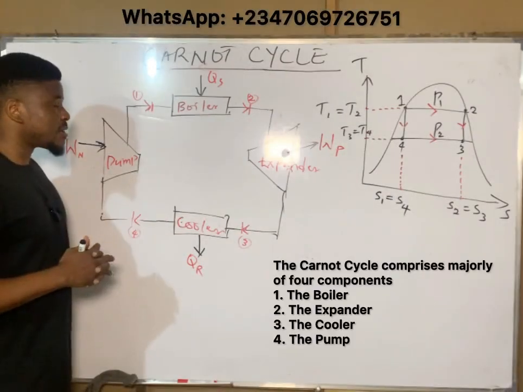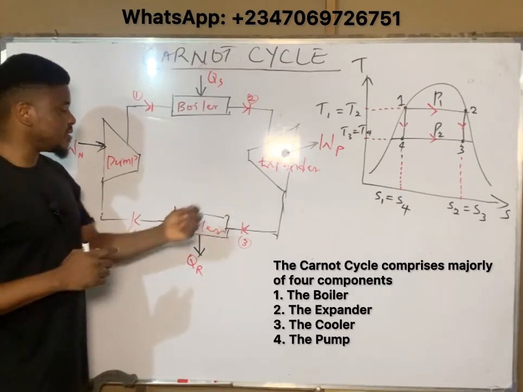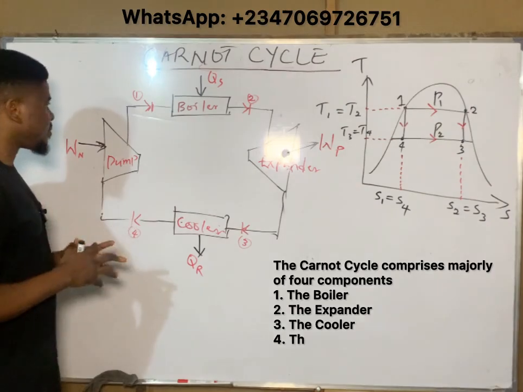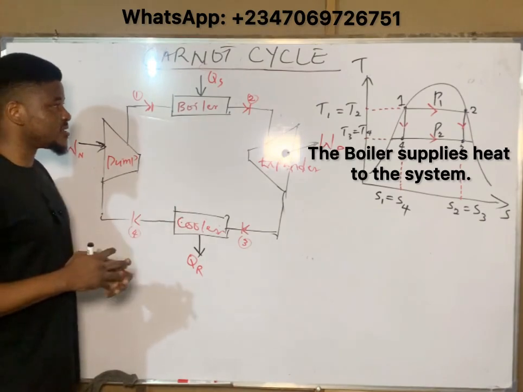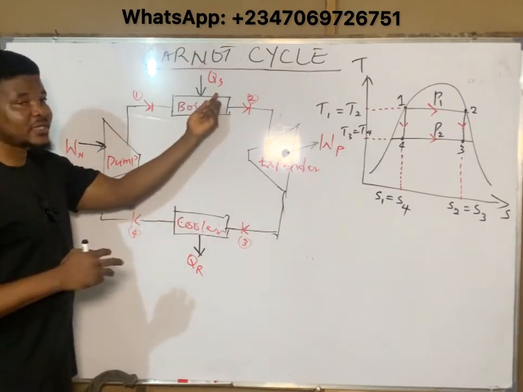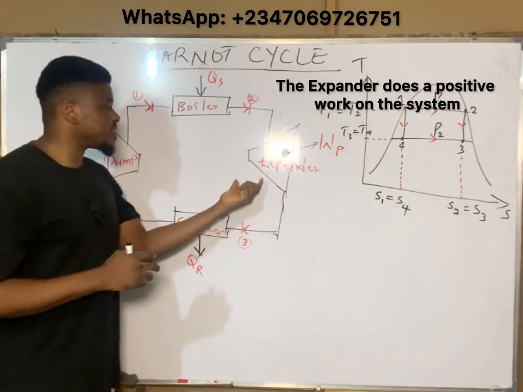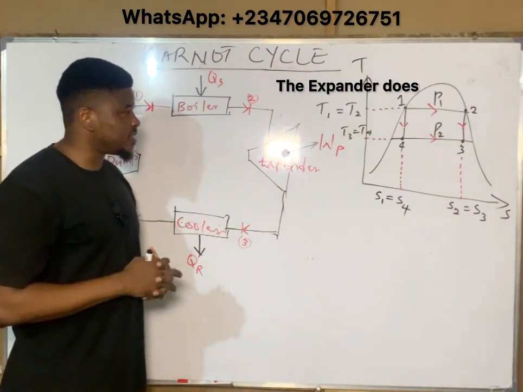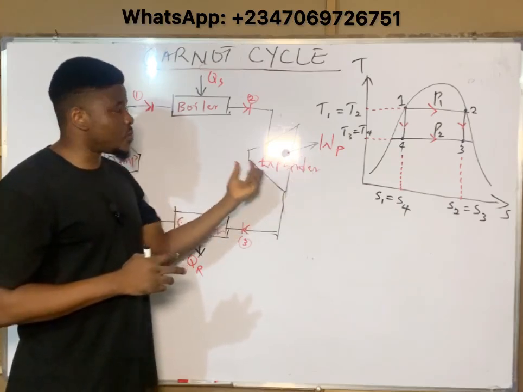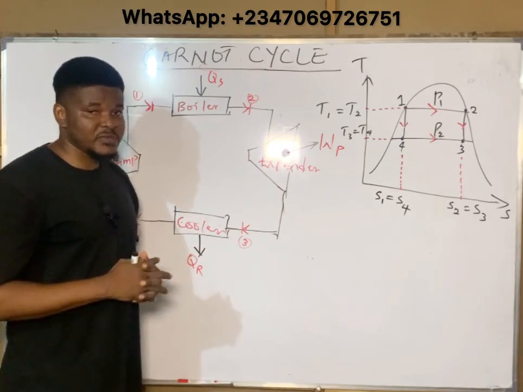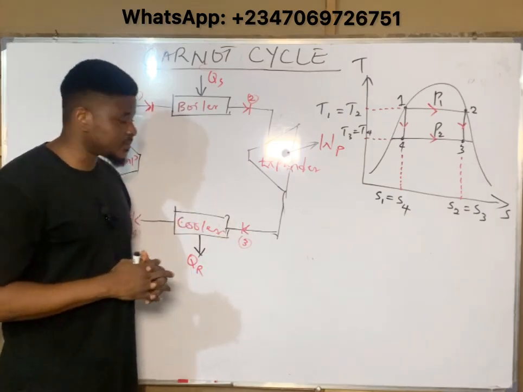Now, the Carnot cycle diagram comprises majorly of four components. We have the boiler, we have the expander, we have the cooler, and we have the pump. The function of the boiler is to supply heat to the system or add heat to the system. Hence, you see Q1 or Qs being heat supplied. The function of the expander is to remove work from the system. Hence, you see WP. P there means positive. The work done by the expander is a positive work since work is removed from the system.